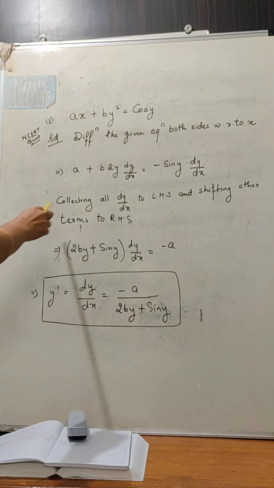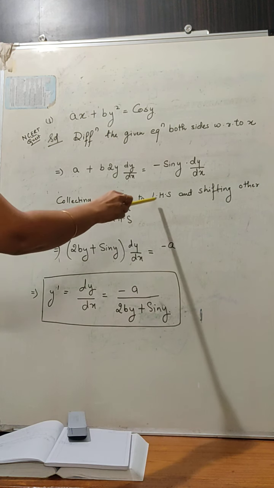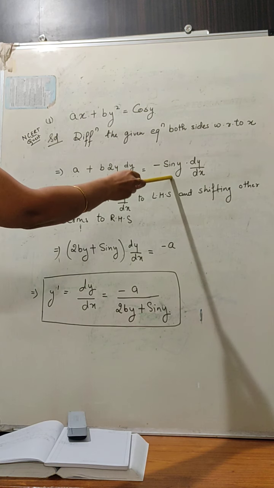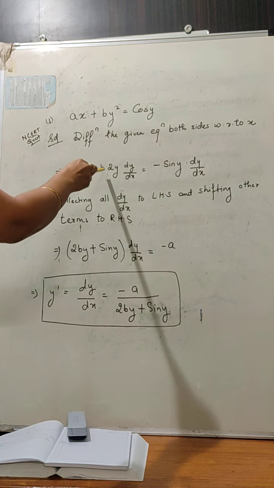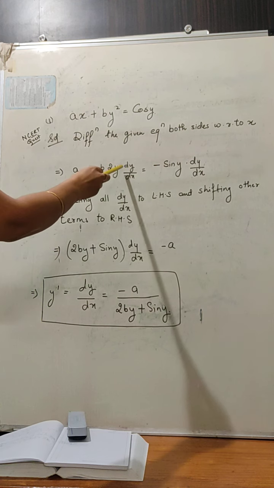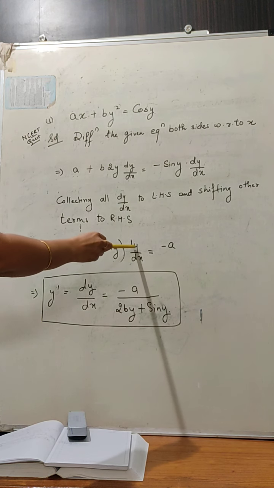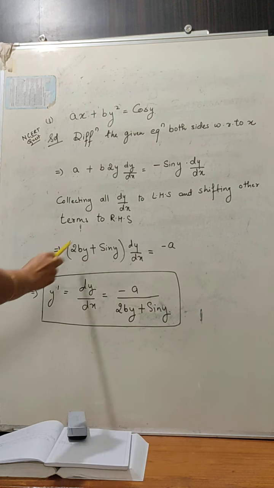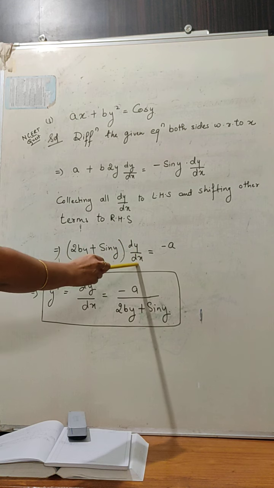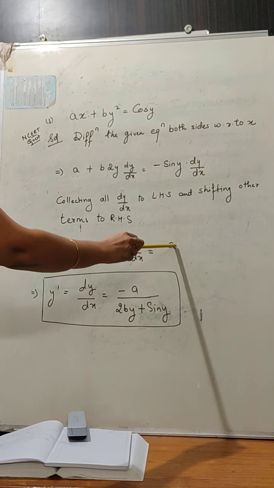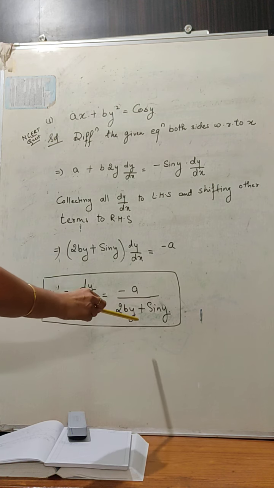According to the second rule, we collect all dy by dx on the left hand side and shift the other terms to the right hand side. So collecting dy by dx on the left hand side, we get 2by plus sin y into dy by dx equal to minus a, which implies dy by dx, or y dash, will be equal to minus a upon 2by plus sin y.